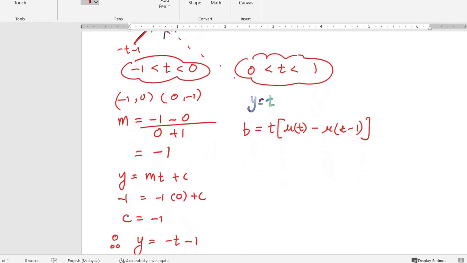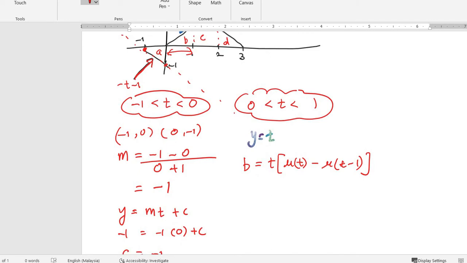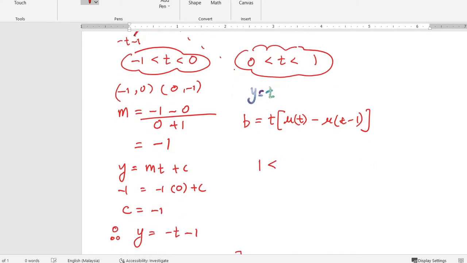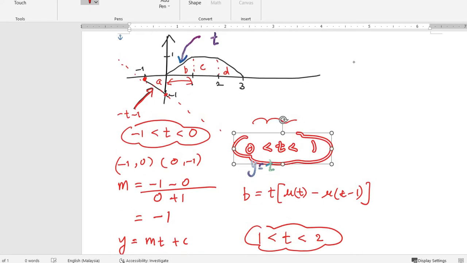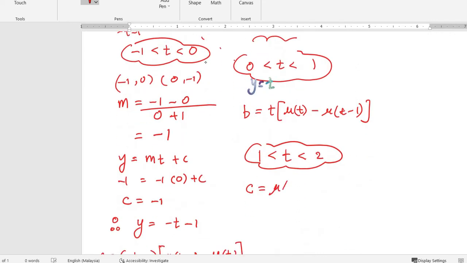And now for C. C is for the range 1 to 2. From 1 to 2, the amplitude is 1. So you just multiply by 1, then u(t minus 1) because it starts at 1, minus u(t minus 2) because it stops at 2.